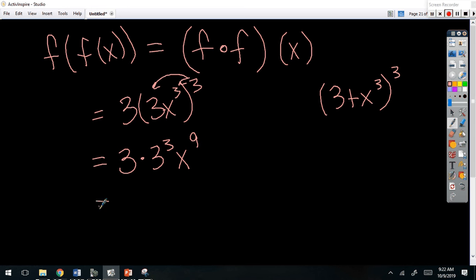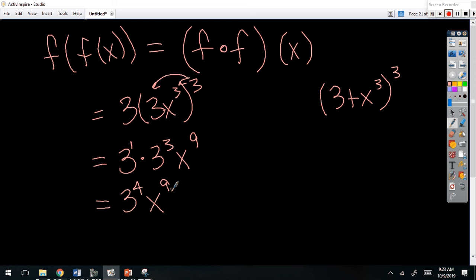Same base, so 3 to the 4th x to the 9th. 3 to the 4th would be 3, 9, 27, 81. If you wanted to write that as 81x to the 9th, you could, or you could leave it just like that.